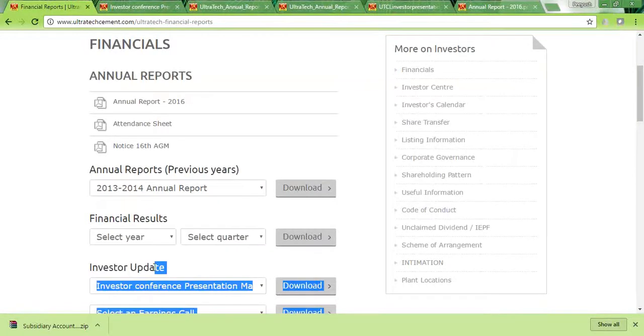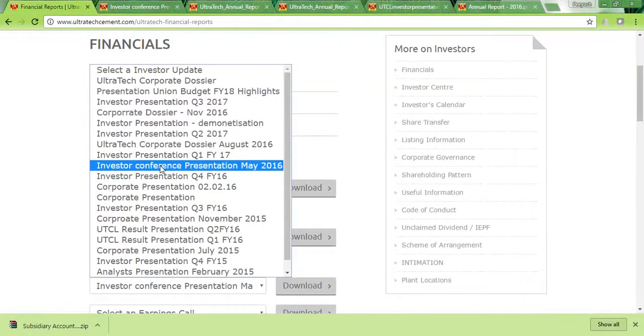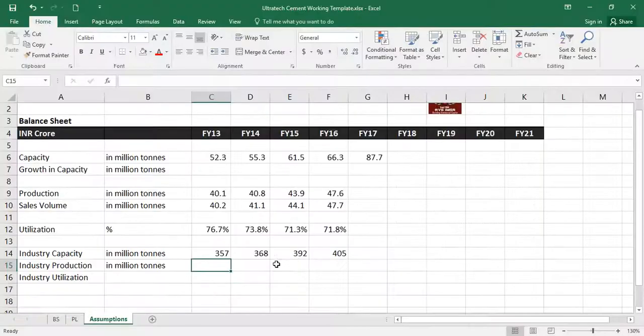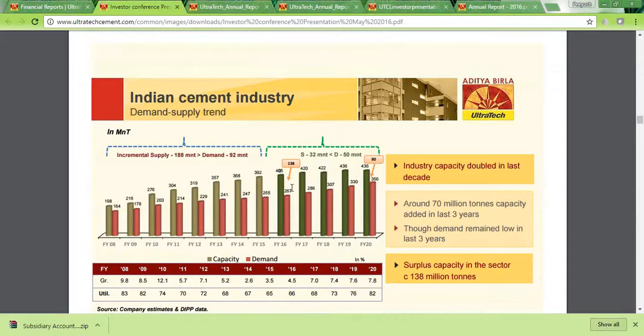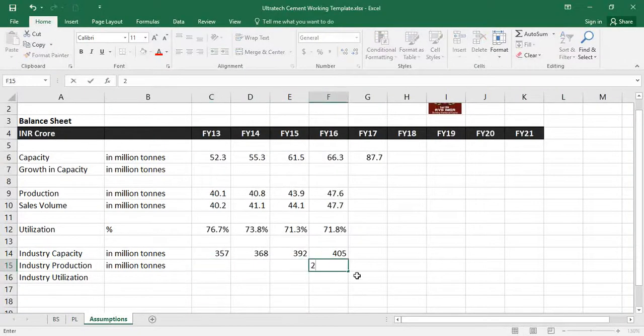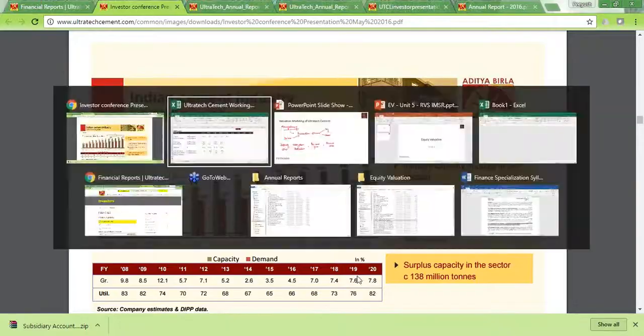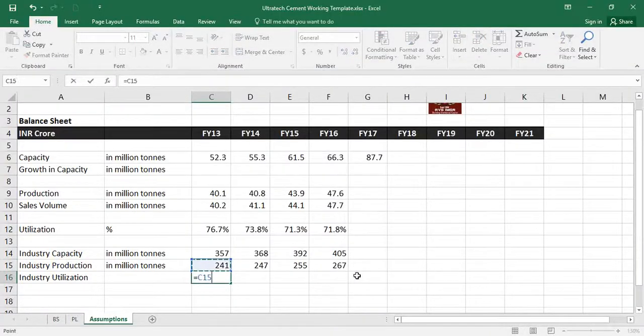Remember, this data is being picked up from the investor update for May 2016. This is where we are pulling out this data from: the investor conference presentation, May 2016. That's where this data is available. So we have put in the industry capacity. What's the industry production? 267, 255, 247, and 241. So capacity utilization industry-wide, as a percentage, is something we can calculate here.